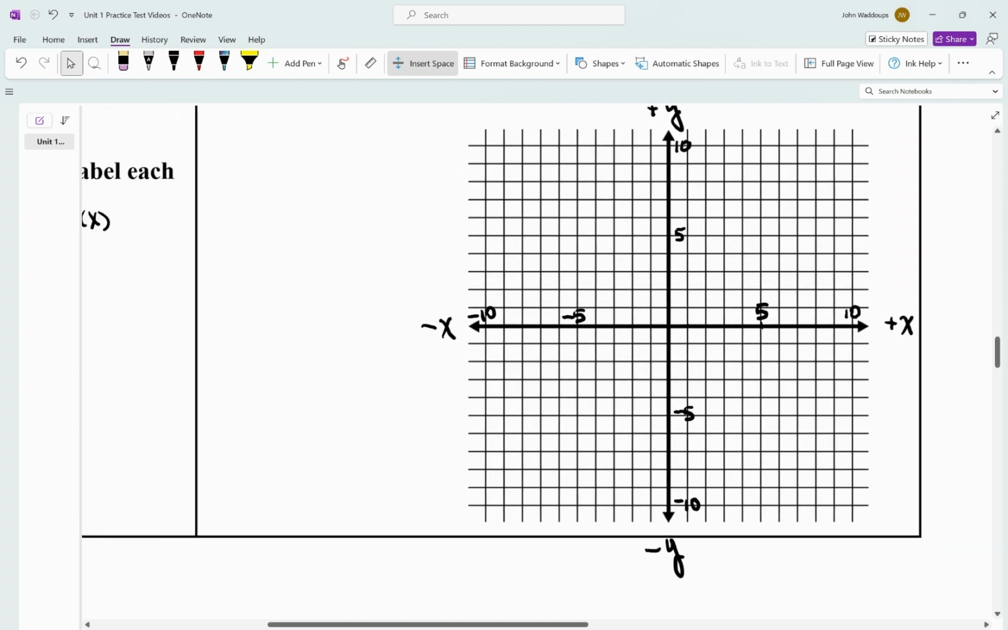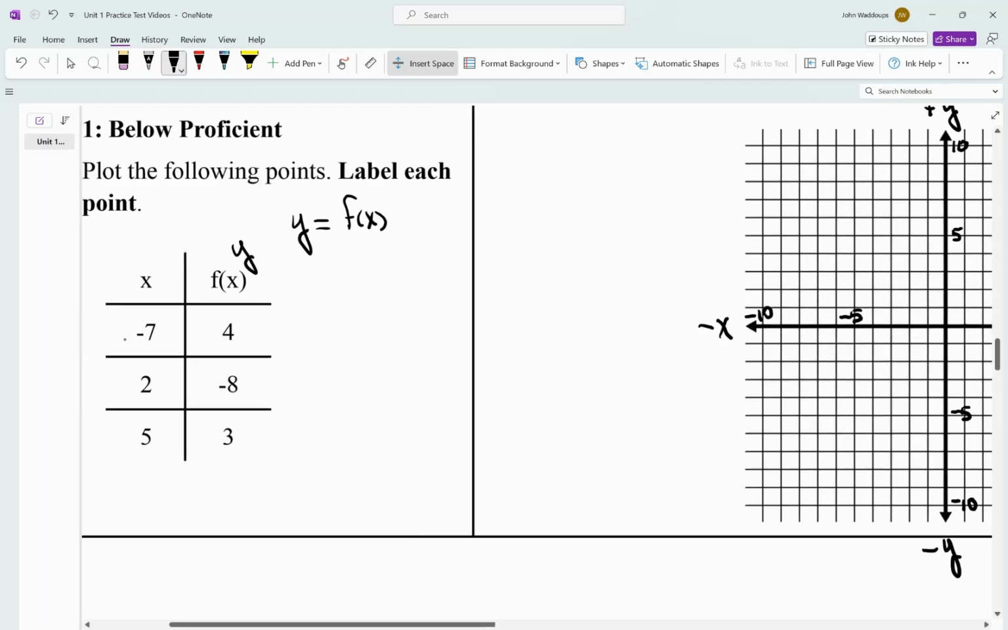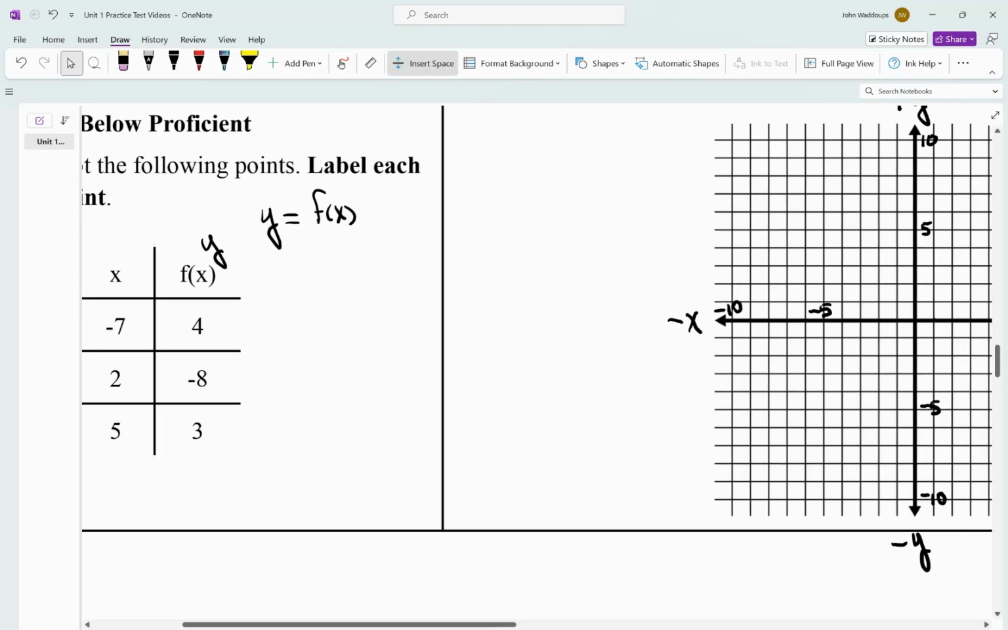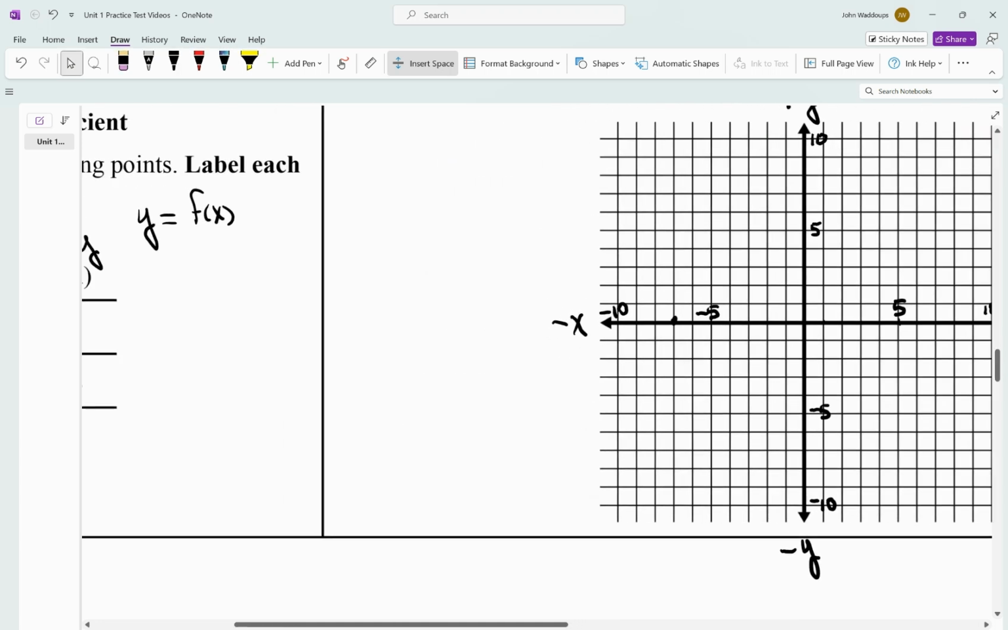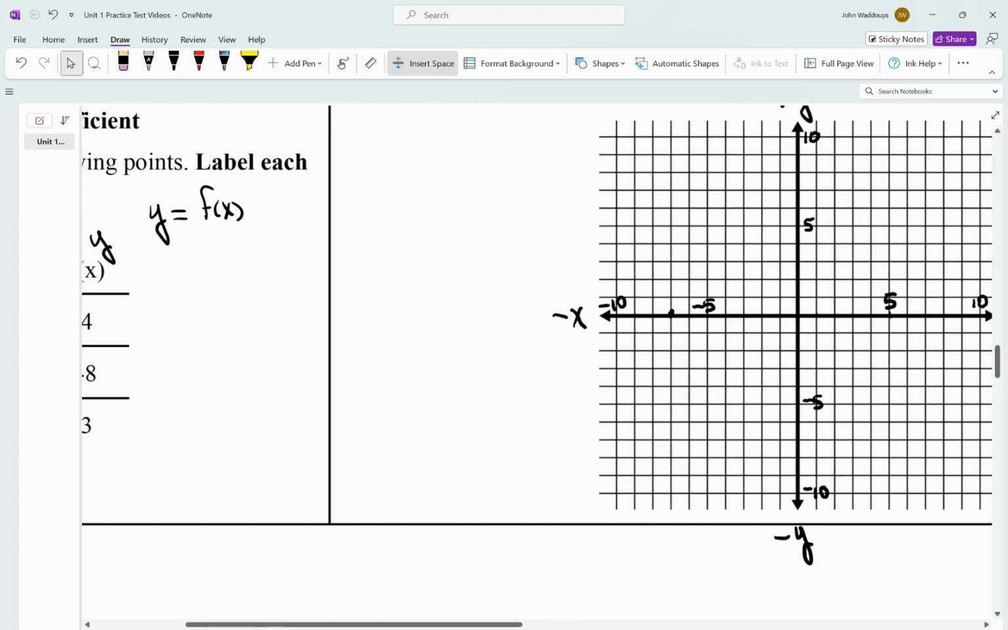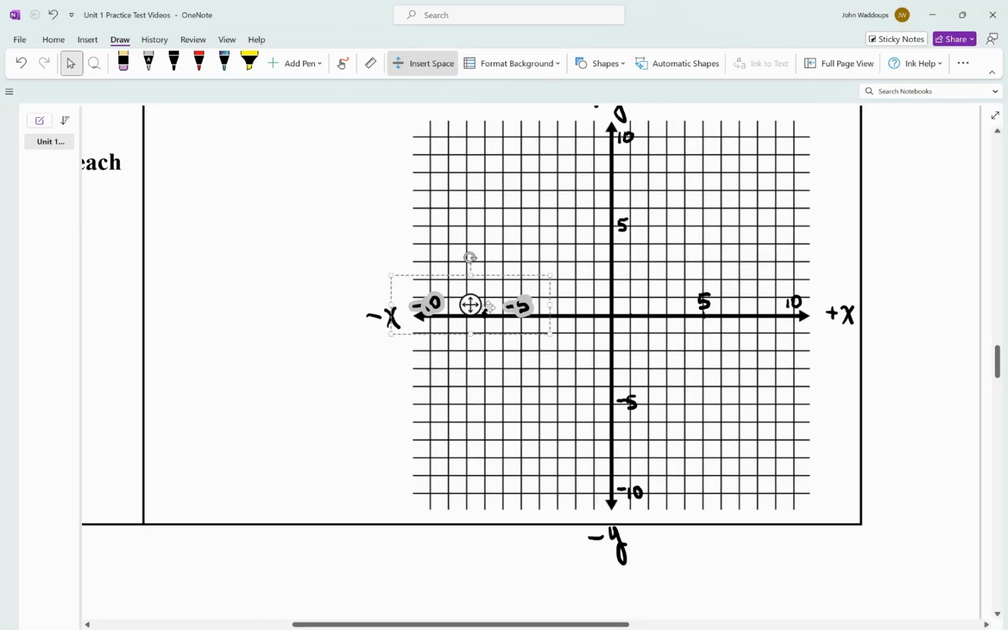And then, if I'm going to graph this first point, -7, 4, that's -7 in x, goes to the left 7. So over here, -5, and then -7. That's the x value, -7, and then 4 means we go up 4 from there. So we go up 1, 2, 3, 4. And so that is the point -7, comma 4.